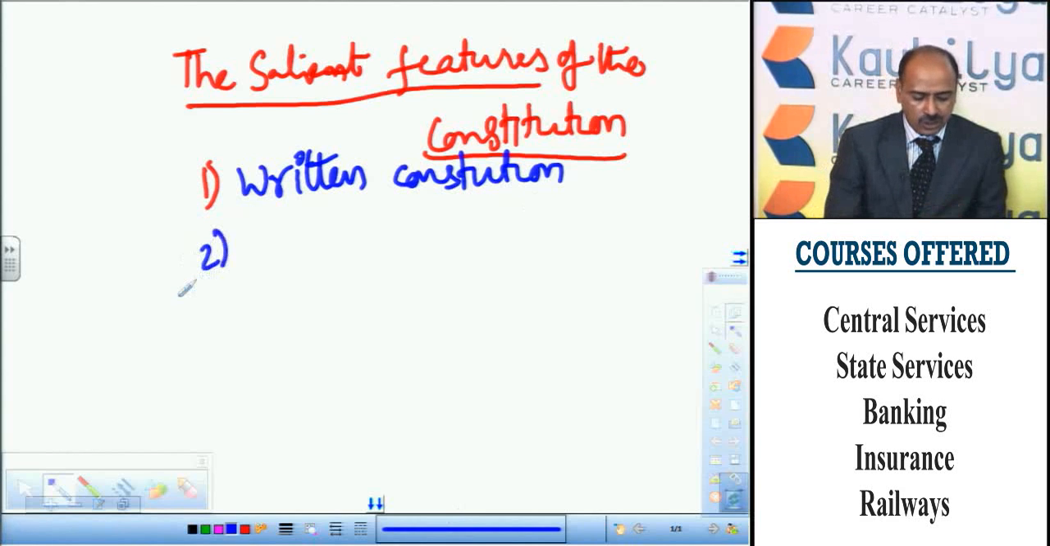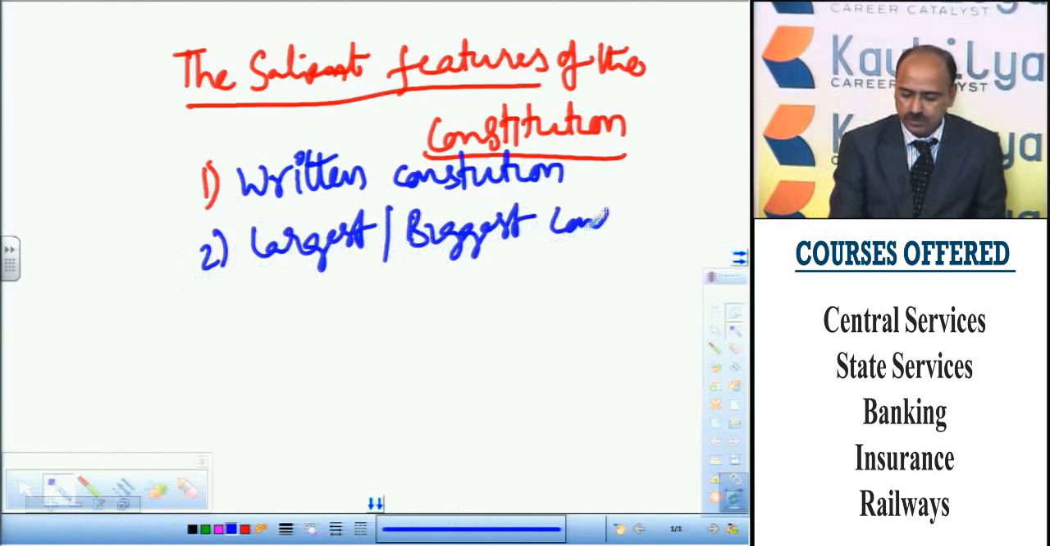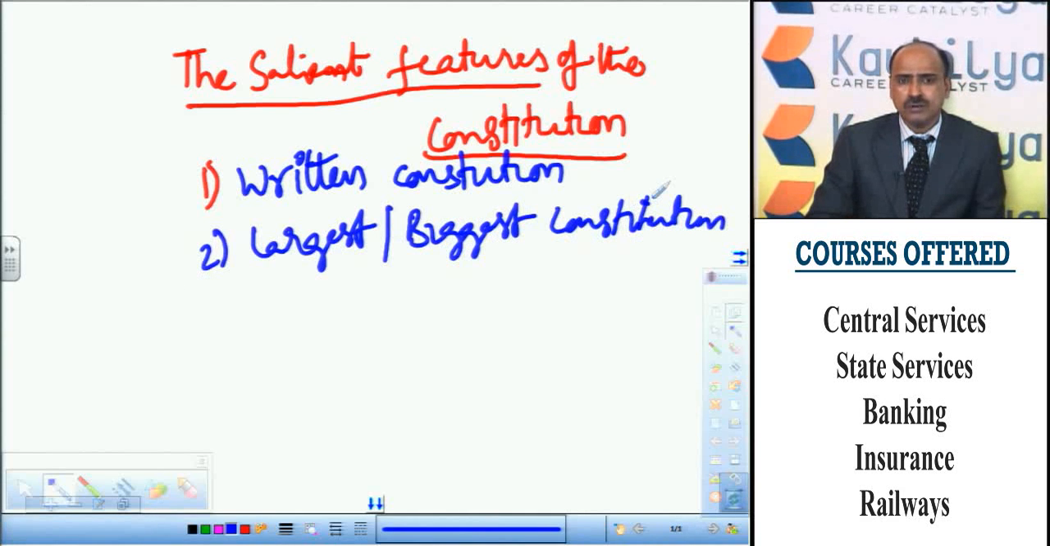Number two, the largest or biggest constitution in the world. If you take any constitution in the world, it is smaller than the Indian Constitution. The Indian Constitution is the biggest constitution. We allotted articles for all aspects, and all aspects were given priority in our Constitution.